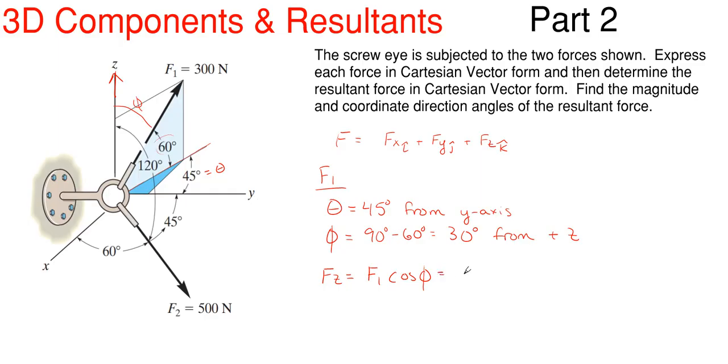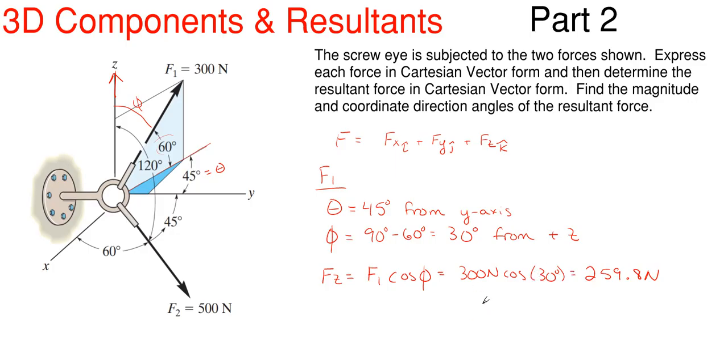So plugging in our values here, we would have 300 newtons cosine of phi, which is 30 degrees. And that gives us an Fz component of 259.8 newtons in that upward z direction. Now, how did I know that it was cosine and sine?